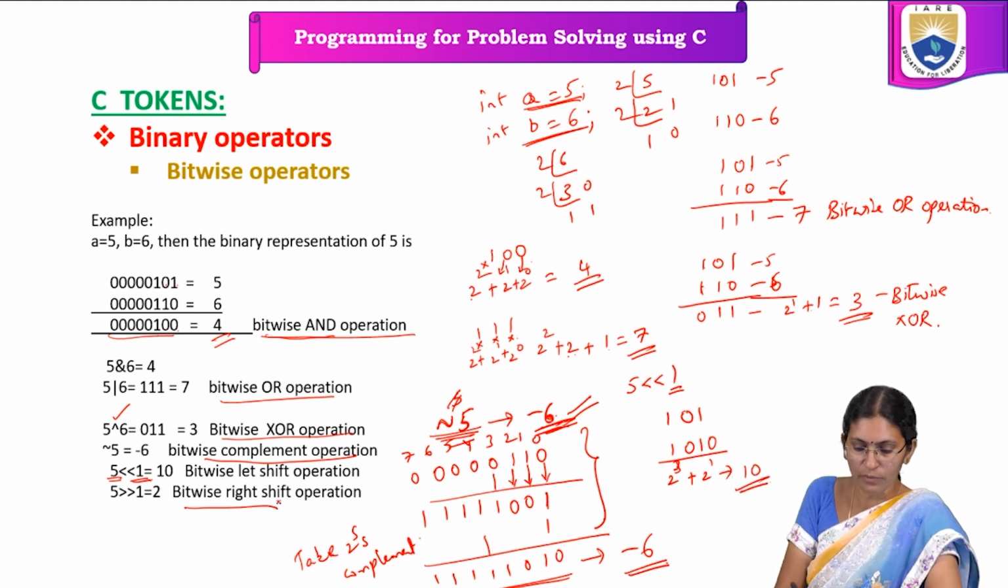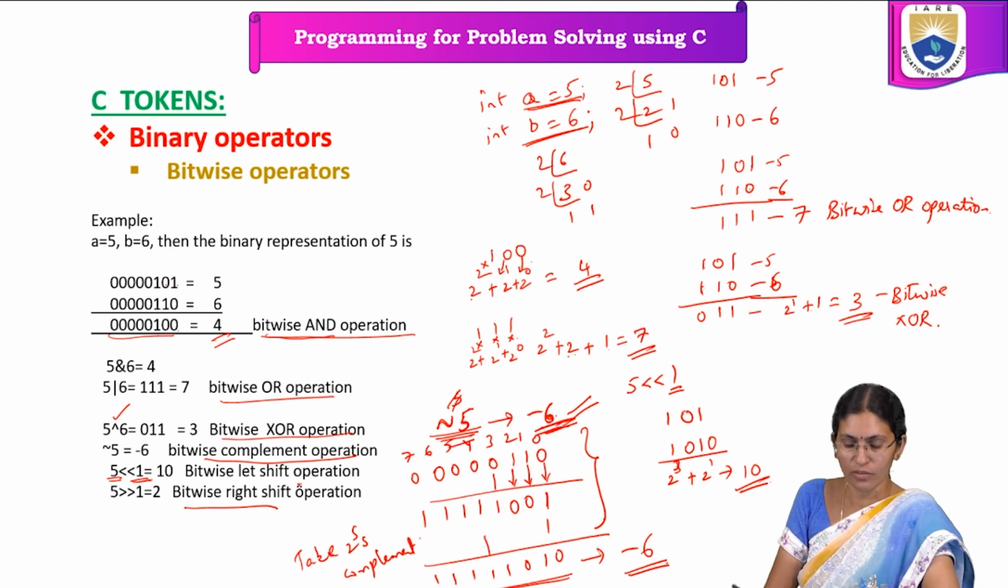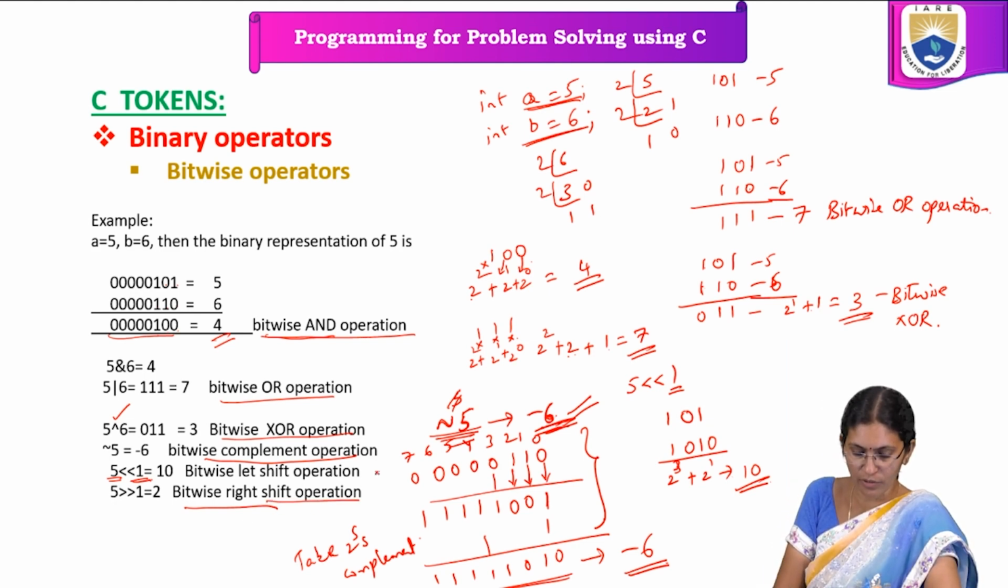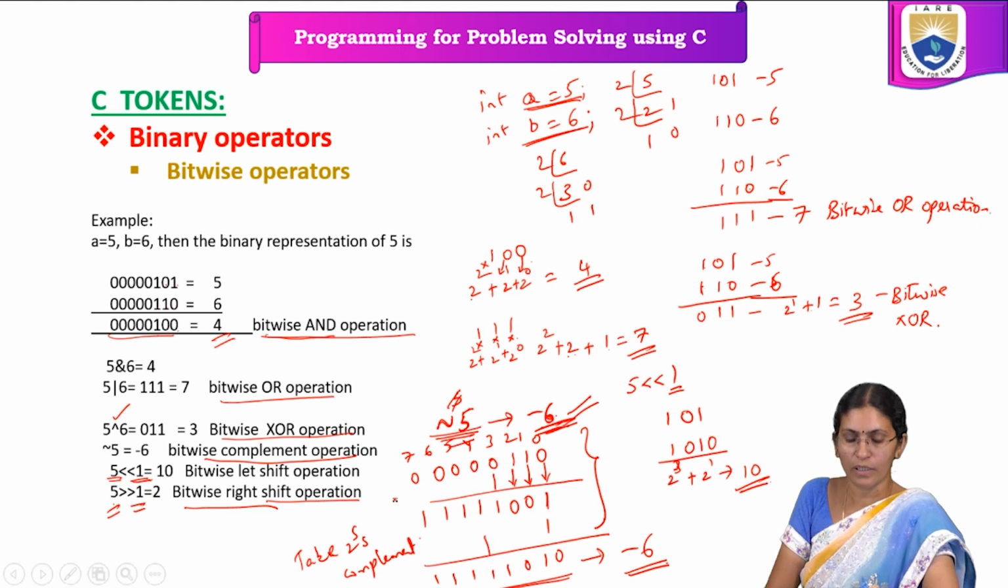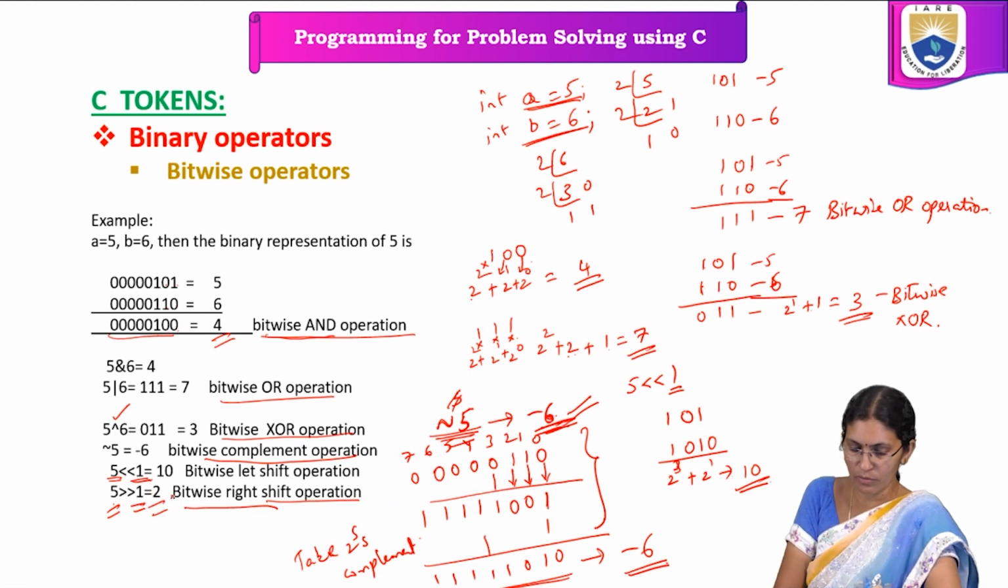Next, similarly, the bitwise right shift operation. In order to perform right shift, this indicates the number of bits this particular variable is shifted. So 5 is shifted to the right by 1 bit, and the resultant will be equal to 2.